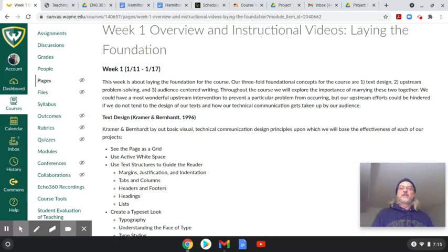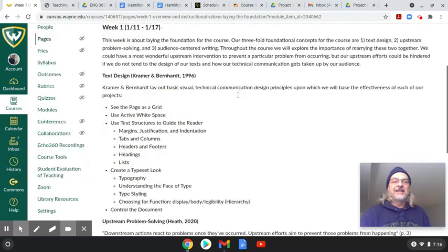We're laying the foundation this week on our threefold concepts here. We're going to start talking about text design. As we already know, we're getting our upstream problem-solving book, right? I know we've got those coming in. We're working on those. And then we're going to talk about audience-centered writing. We're going to explore and marry all of these different concepts together.